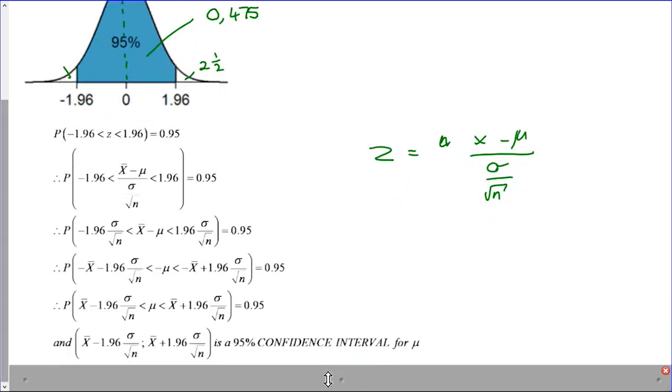And we basically end up with an interval, from a certain number to another number, that we can describe as a 95% confidence interval for the unknown mean. It's an interval in which we can be 95% certain that the unknown mean lies. Notice that it is symmetrical about our sample mean. We add a certain amount and we subtract the same amount. Right, let's look at an example.